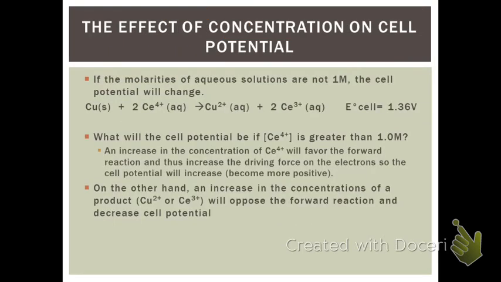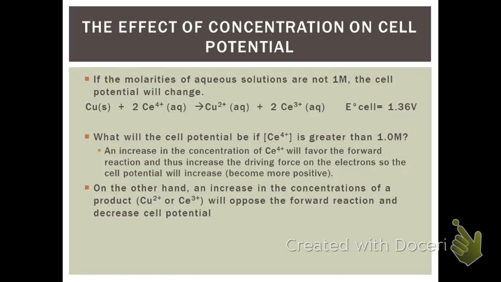Now there's one more thing we have to tackle in this chapter, but I promise it's the end. What would happen if it wasn't standard cell potential? What would happen if my molarities weren't 1 molar? It will change, and we have to know how it'll change. You don't have to calculate the change, you just have to know how it will change.